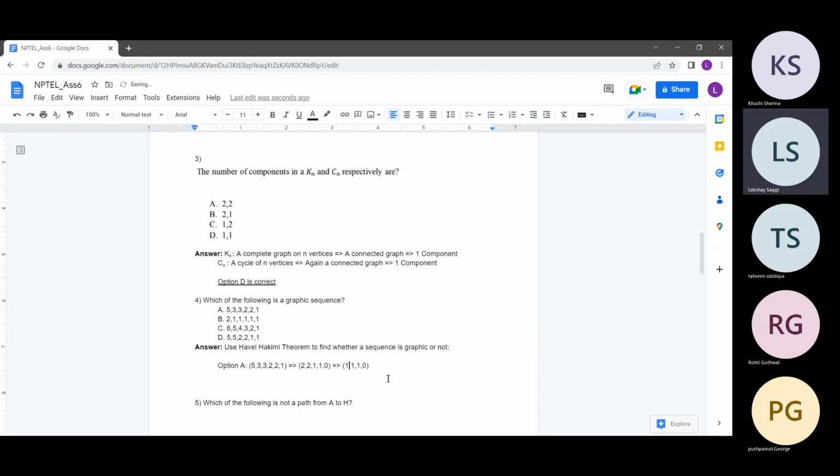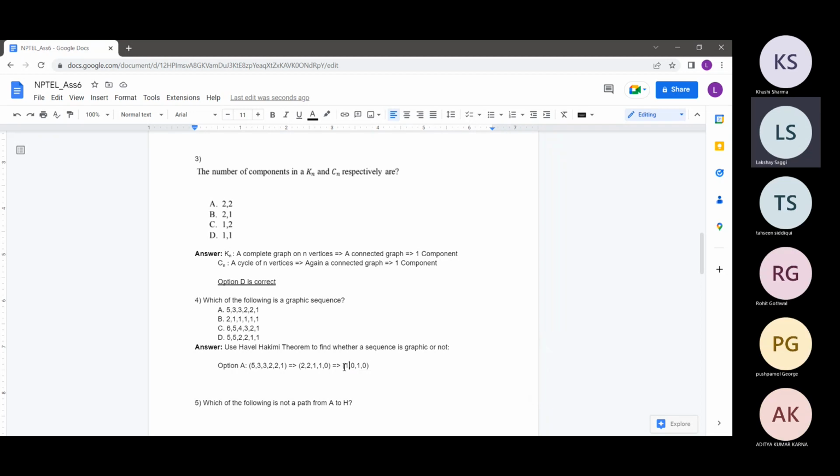So this 2 will become 1 and this 1 will become 0. Since we had removed 2, we need to reduce the values of only 2 entries by 1. So we have decreased the values of these 2 entries by 1. Now we get this sequence, which is 1, 0, 1, 0.